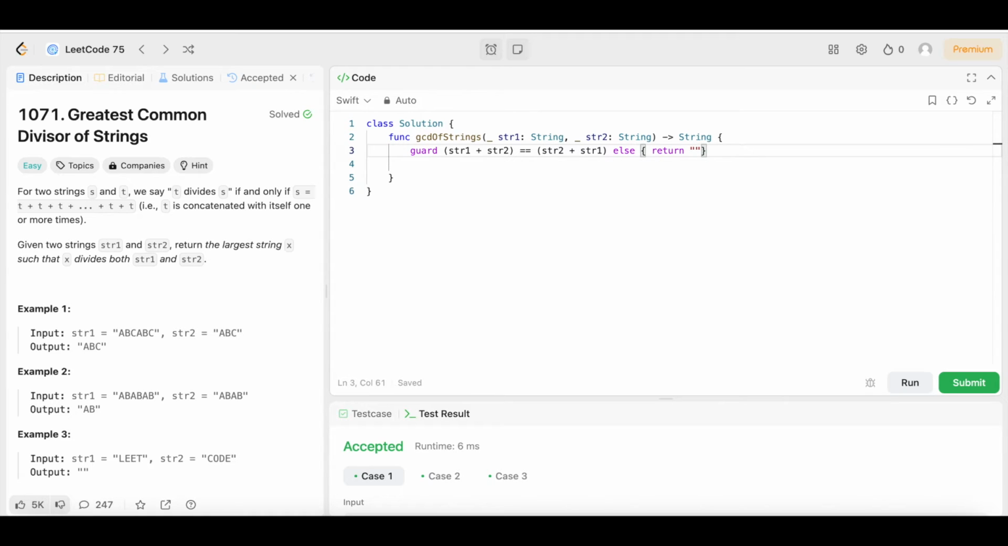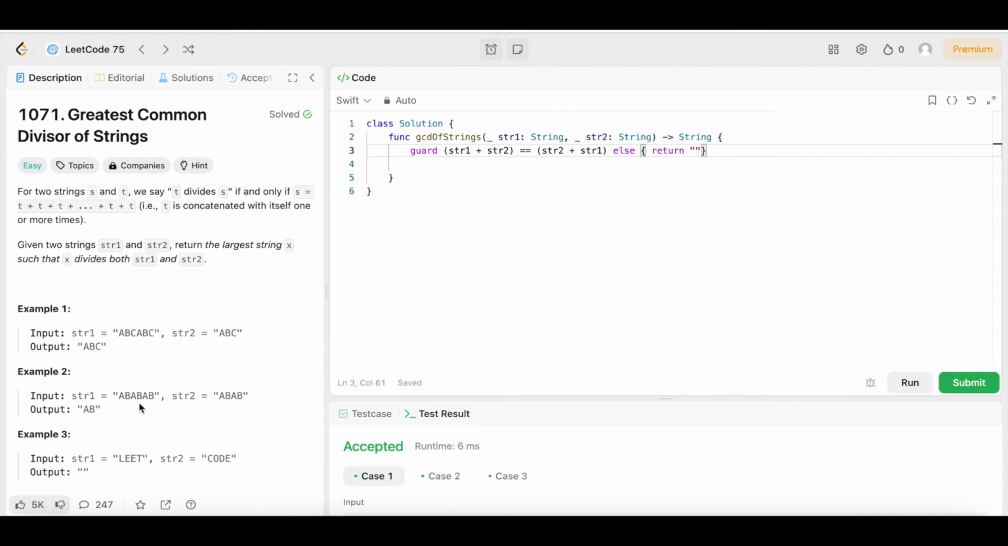You see in example 1, you have ABCABC, and str2 is ABC. If you add them together, that's what the word concatenate means. When you put them together, you could do str1 plus str2, and it will be ABCABCABC. Or you could do str2 plus str1, and it will still be ABCABCABC. It will still stay the same.